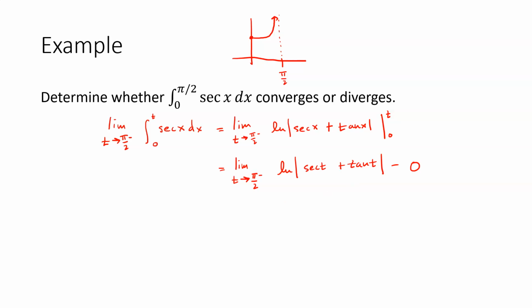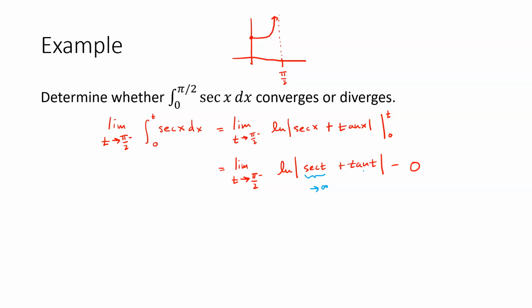So now we just have to evaluate the limit as t approaches pi over 2 from the left of secant t plus tangent t. Well, we know that as t approaches pi over 2 from the left, secant of t will actually go to infinity. So that part of it will blow up. But what about tangent t? What happens to tan t?